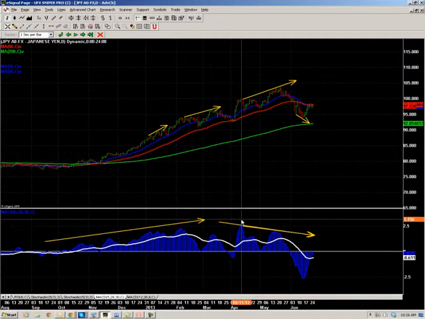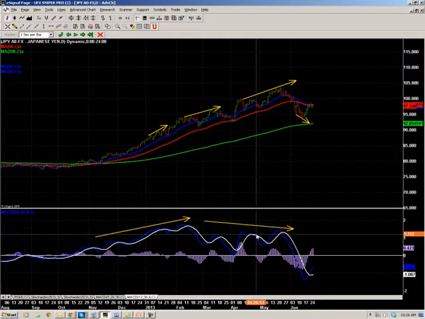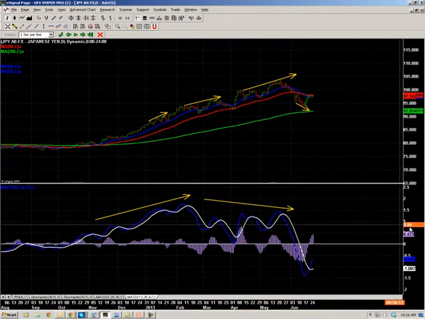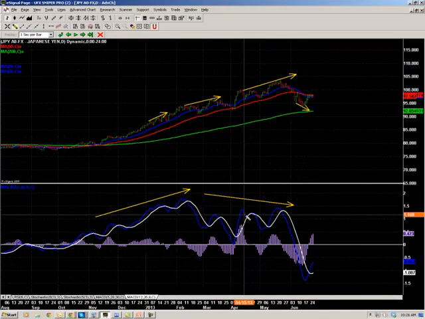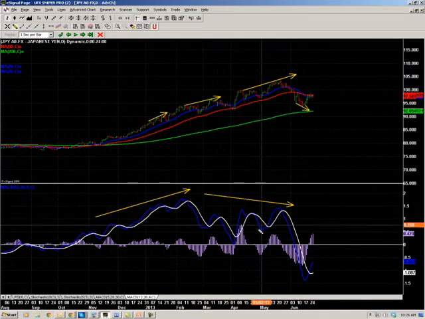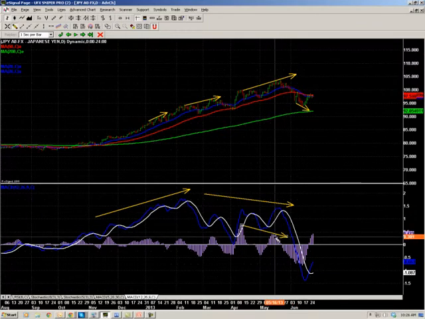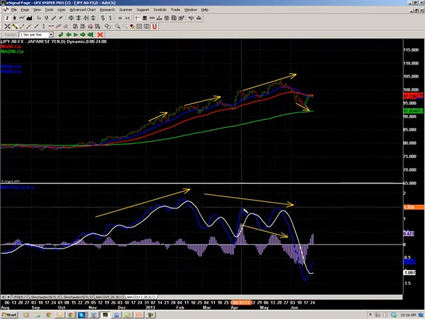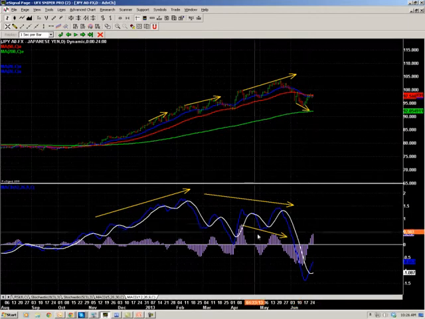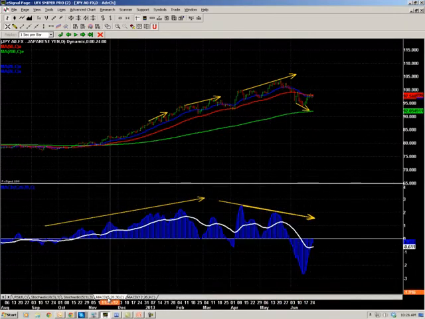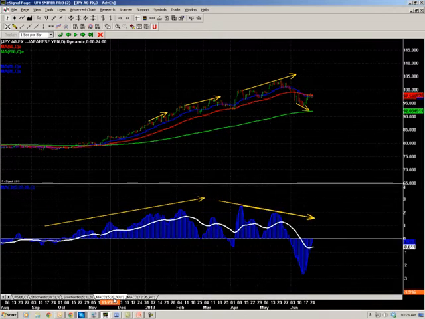And in terms of the divergence, from here to here, these two peaks, it doesn't give divergence. There we go. Well, using the histogram, it does give divergence from this point here. And using the two lines now, it doesn't. So yeah, very similar.